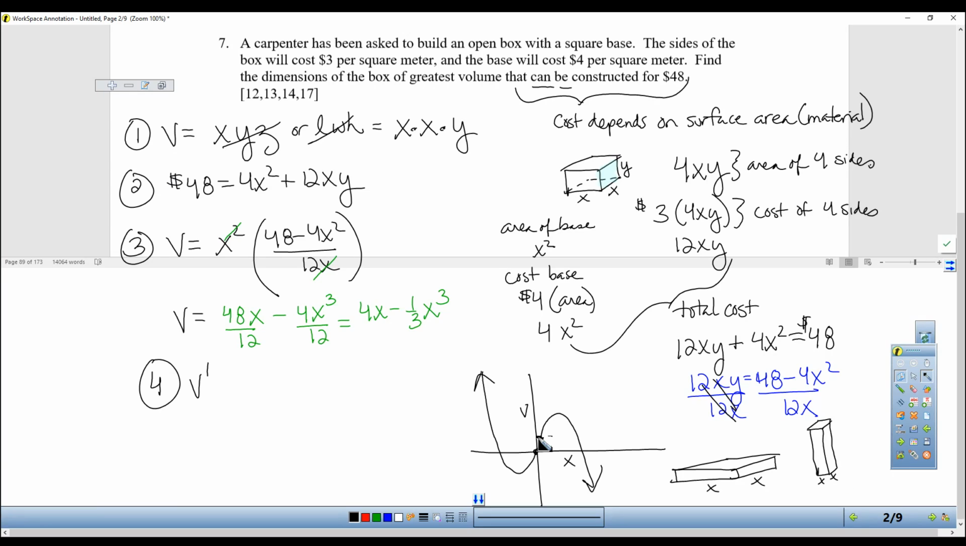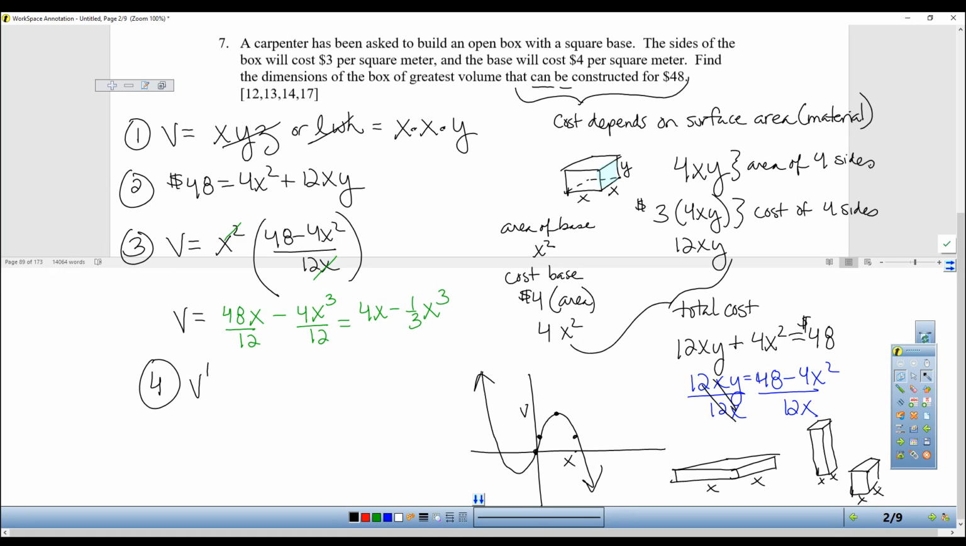So a really small x is going to produce a pretty good volume. I mean, it's going to produce some volume. And a really big x is going to produce some kind of volume. But somewhere there's the perfect x that is going to produce the best possible volume for my 48 bucks. Okay, this is being constrained. This equation was created by the constraint of only having $48 for my building materials. But there's definitely a best volume.